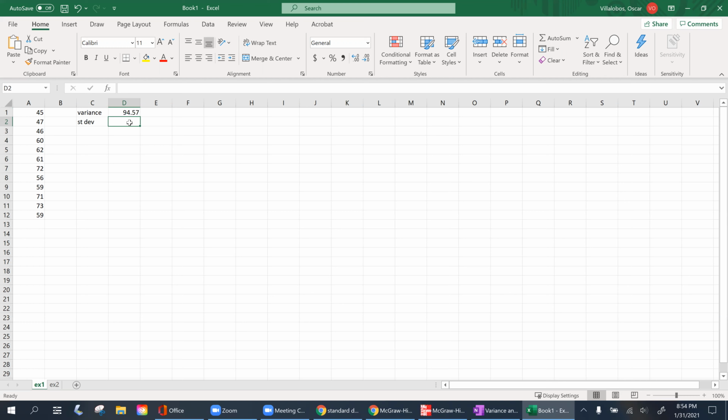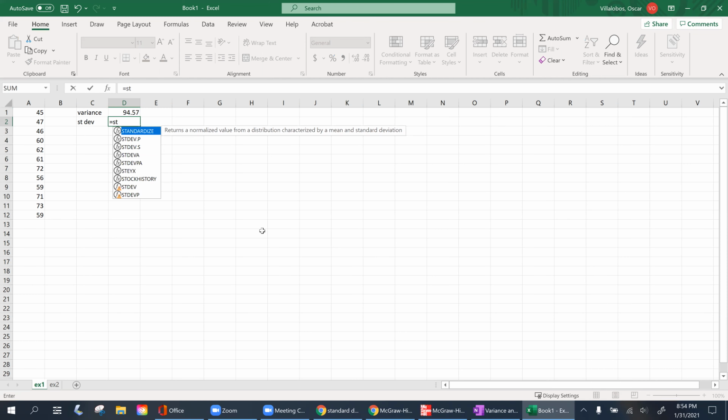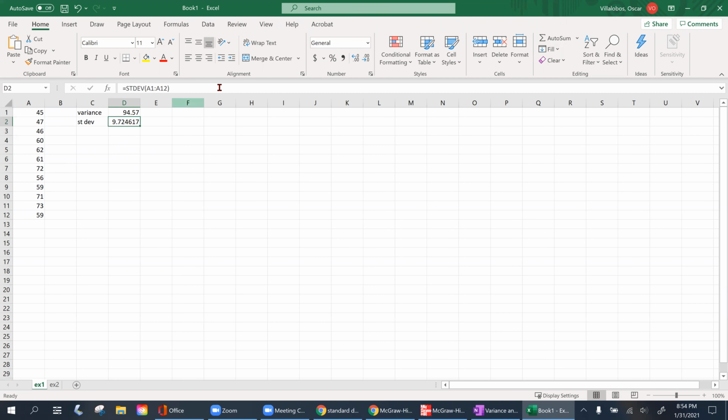94.57, or you can just make the equal sign, and for standard deviation, it's going to be STDEV. I'm going to open parentheses, highlight my cells, close, and there we go. 9.72.